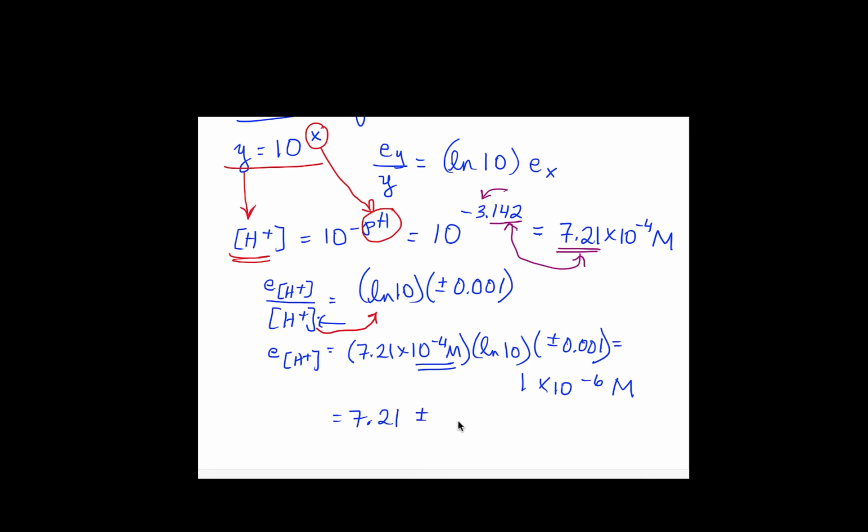7.21 plus or minus 0.01 times 10 to the minus 6 molar. And this format implies that both the 7.21 and the 0.01 are multiplied by the 10 to the minus 6. So there's sort of an invisible parentheses here applying these to both of them. Okay.